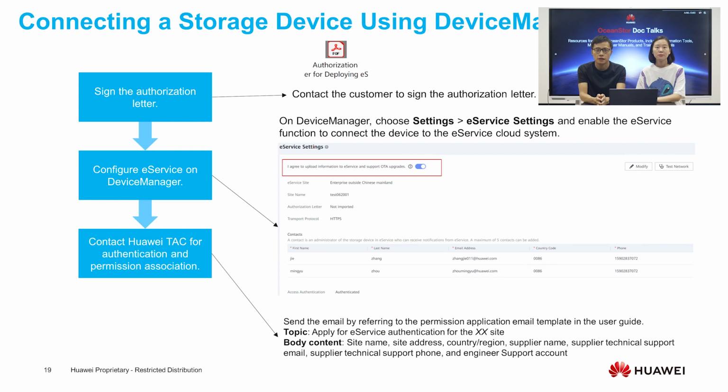Finally, send an email to apply for eService authentication to the local tag by referring to the application template mentioned in the previous slide. After the tag performs authentication and the permission association, you can view the customer's device information on the eService partner portal. In addition, if a customer has multiple devices which need to be connected using Device Manager, just send one application email which contains information about all the devices.